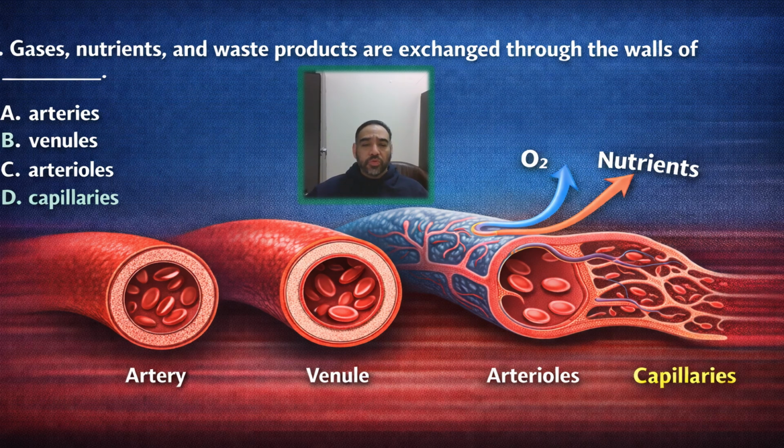What are arteries? Well, think about it. Arteries carry blood away from the heart. They have thick muscular walls, and they're built to withstand high pressure. Their walls are way too thick for any kind of efficient diffusion, and they're like delivery highways. They're not unloading docks.